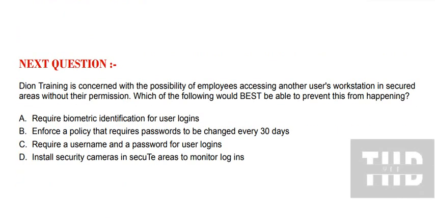Move to next question. Dion Training is concerned with the possibility of employees accessing another user's workstation in secured areas without their permission. Which of the following would best be able to prevent this from happening? The options are option A, require biometric identification for user logins. Option B, enforce a policy that requires passwords to be changed every 30 days. Option C, require a username and a password for user logins. And option D, install security cameras in secured areas to monitor logins. The correct option is option A.